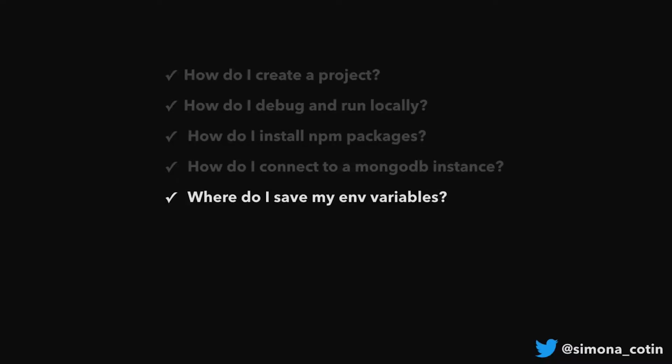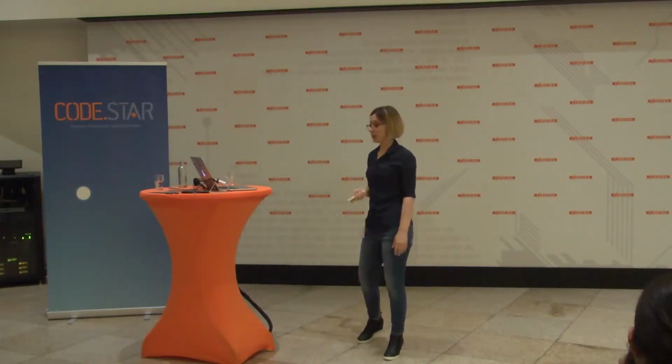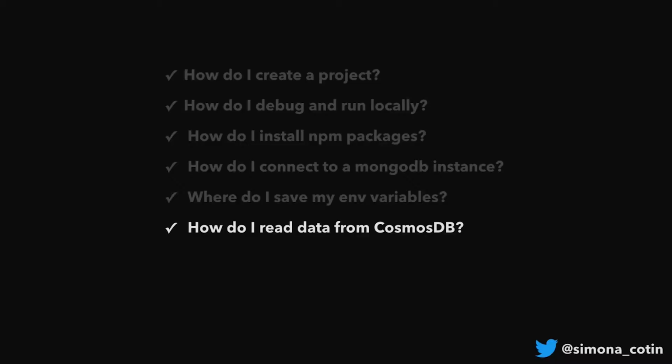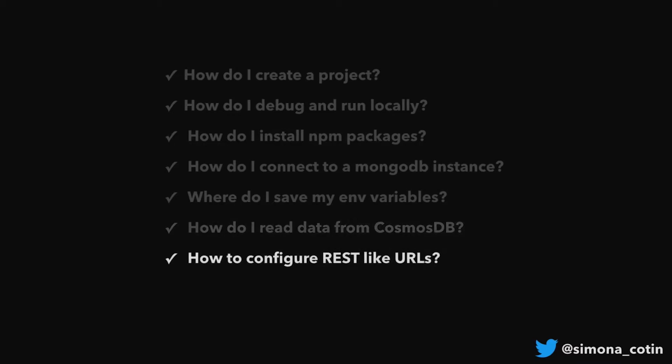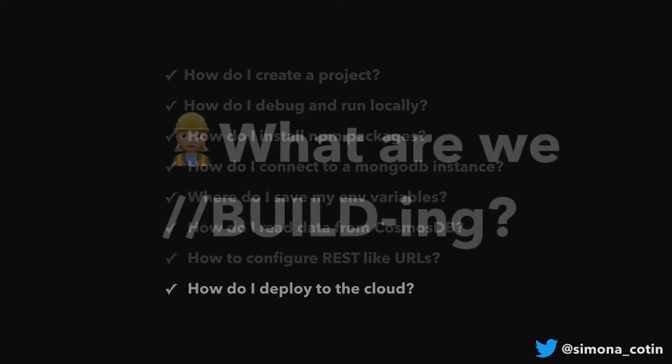Where do I save environment variables? Whenever we're developing locally or whenever we're in the cloud, we need environment variables. How do we read data from Cosmos DB? And then, because we're looking at an API, how do we create REST-like URLs? How do we configure that? And how do we deploy to the cloud? We've done all this work locally. How do we actually push things to the cloud?